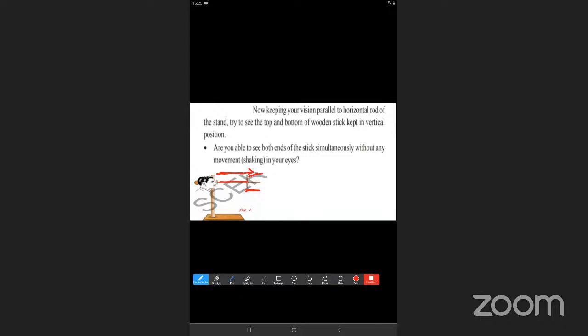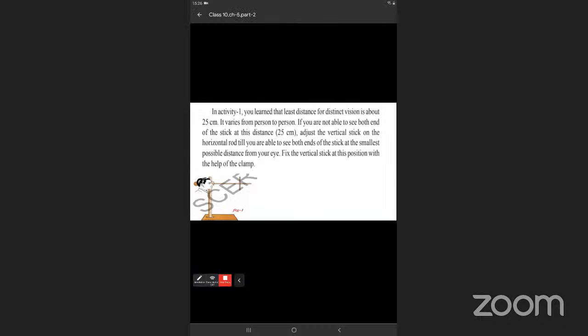So here, are you able to see both ends of the stick simultaneously without any movement in your eyes? Is it possible to see the stick simultaneously, the top and bottom of the stick, without any movement in our eyes? Okay, we'll see here.